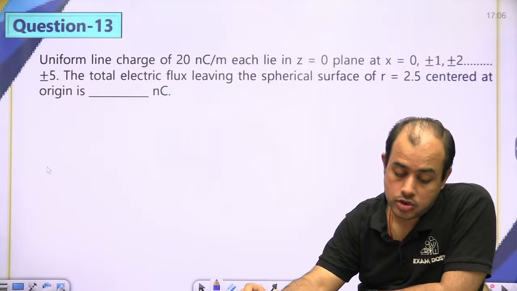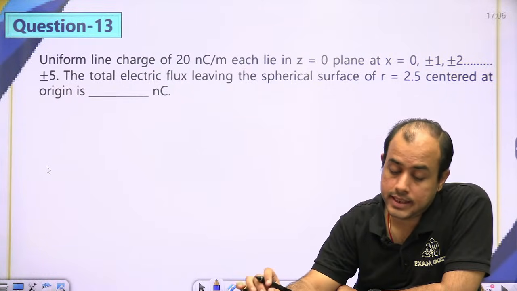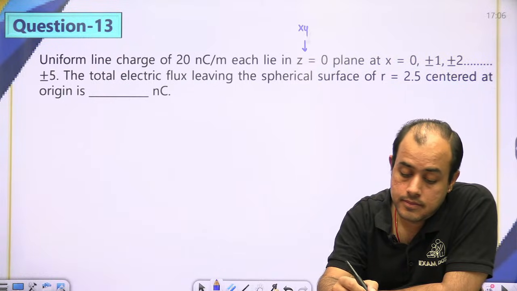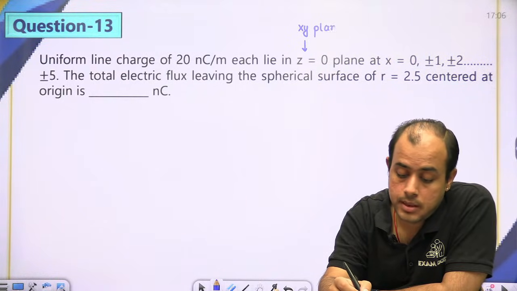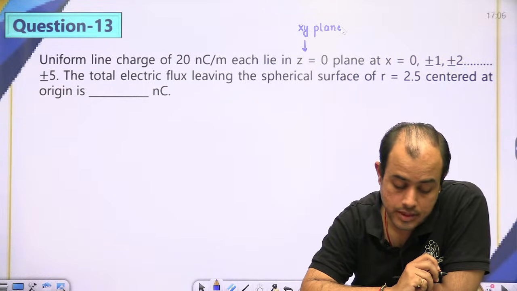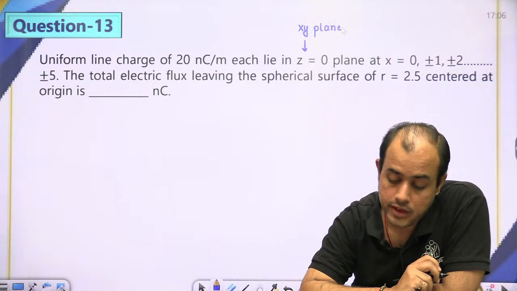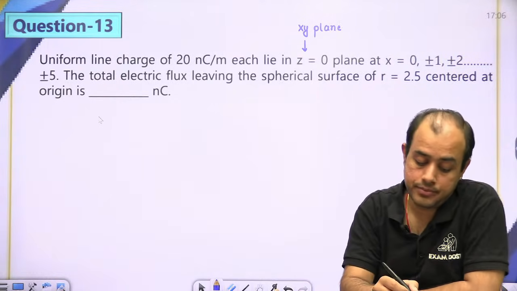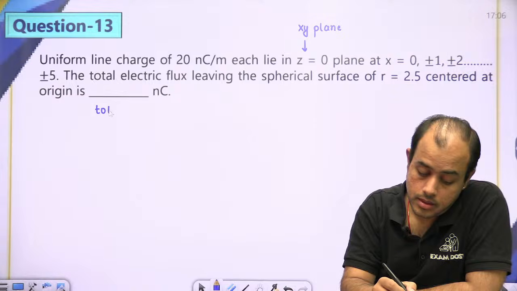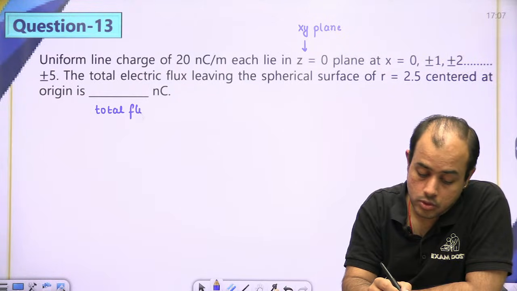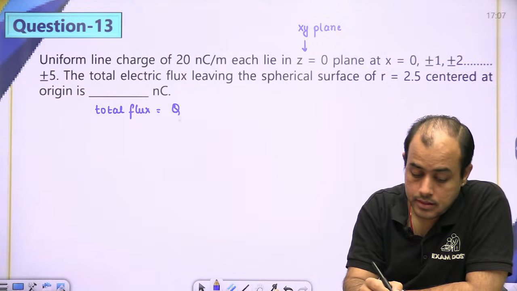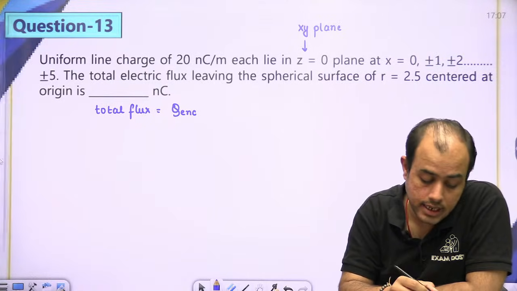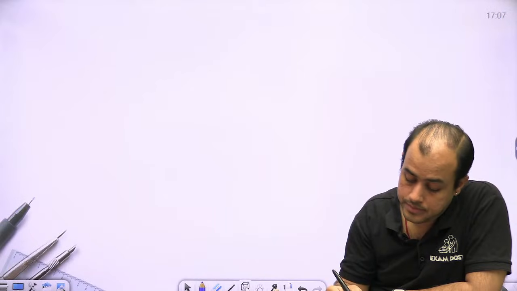Uniform line charge of 20 nanocoulomb per meter each lie in the Z equal to 0 plane, the XY plane. Okay. The total electric flux leaving a spherical surface of R equal to 2.5 is. Now total flux is nothing but charge enclosed. So I have to figure out the charge enclosed within a sphere.